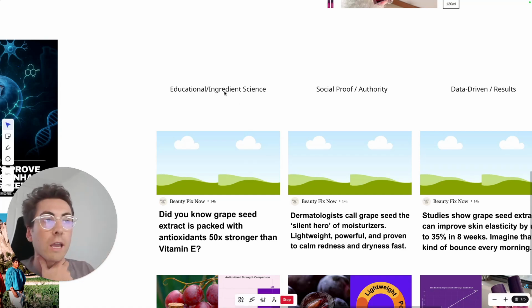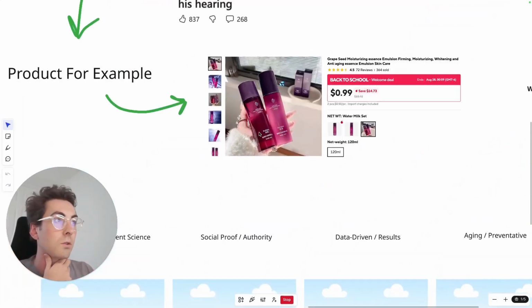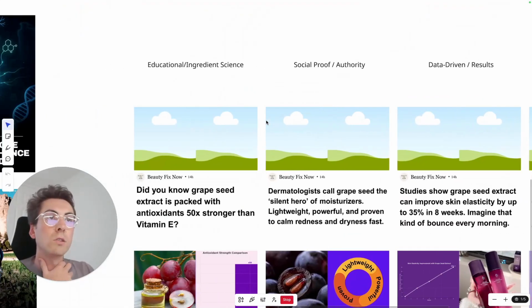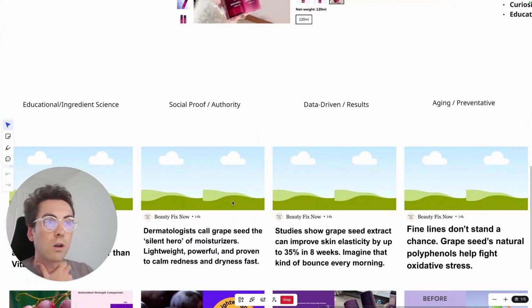So we have educational ingredient. Now guys, I've broken this concept into 5 different styles with this grapeseed moisturizer, right? So I want to hit on maybe the ingredients. Did you know grapeseed extract is packed with antioxidants 50 times stronger than vitamin E?